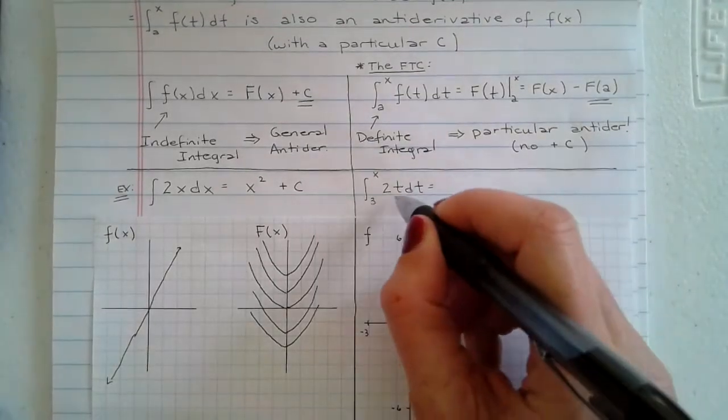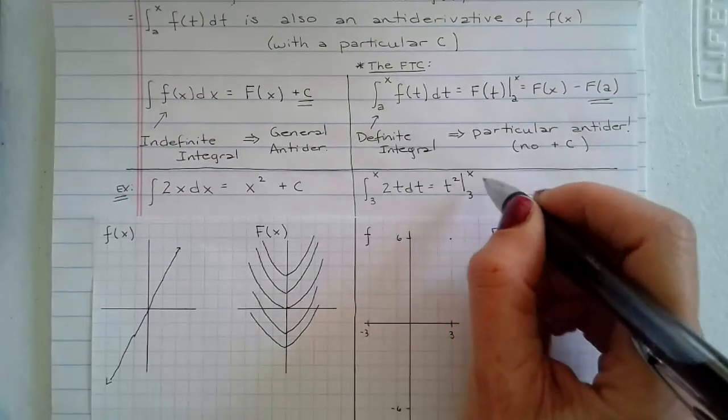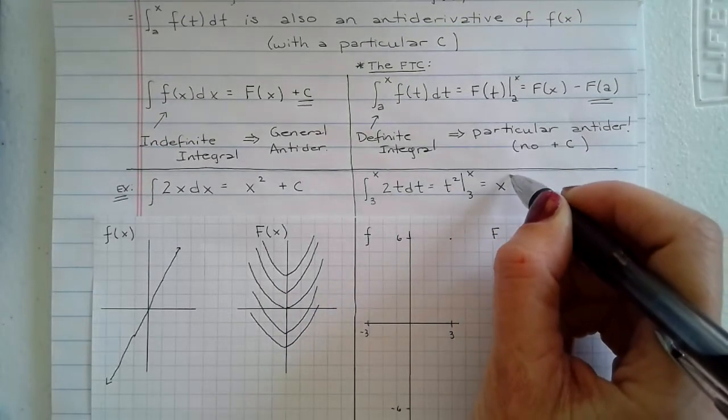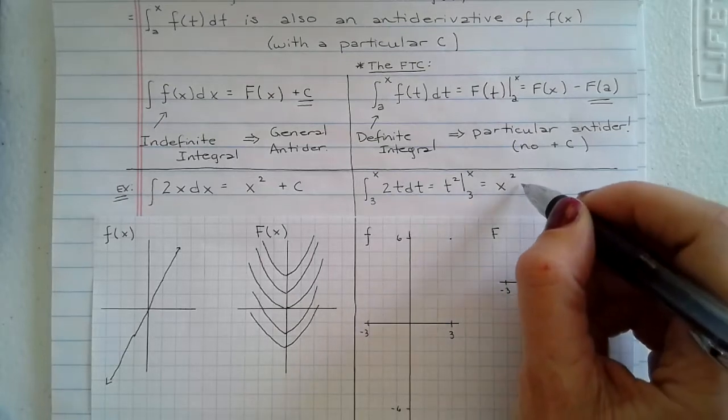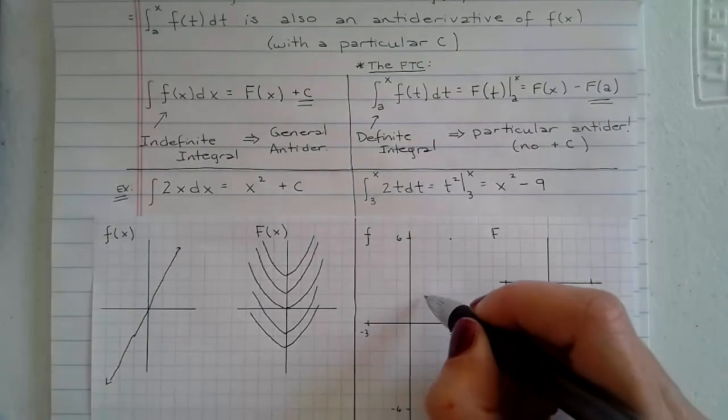All right, let's take a look at a very specific case. If we find the antiderivative of 2t, we get t squared. And now we have bounds, so we can go ahead and plug those in. So we get x squared minus 9, the upper bound minus the lower bound. Now that's a very specific graph, right? So I'm going to graph our f again, and then we'll graph the antiderivative and see what this tells us.